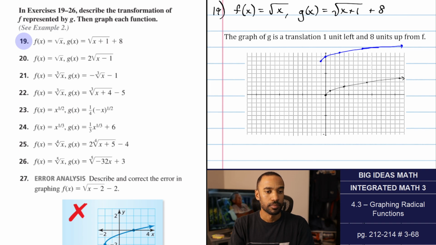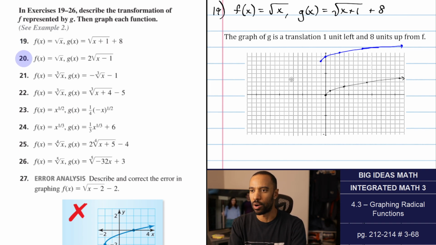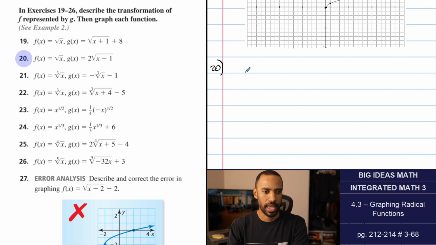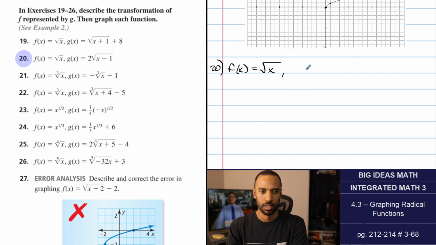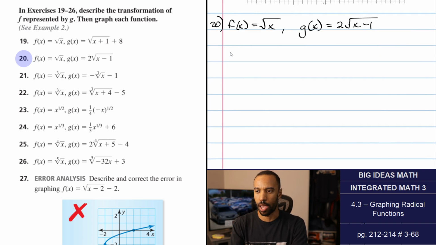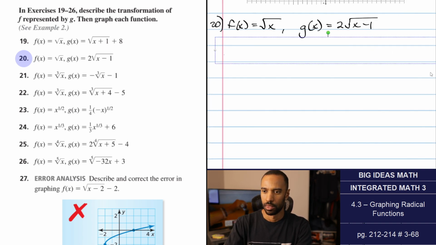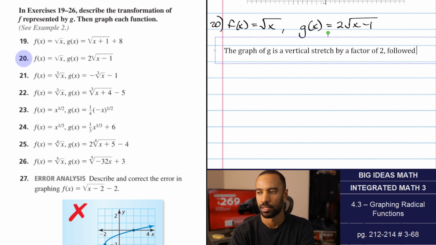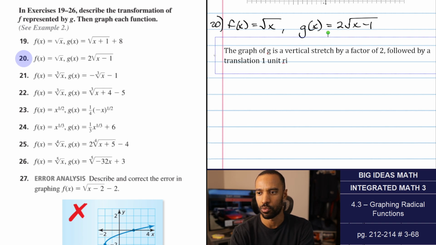Okay, number 20. Same parent function, square root. So let's go ahead and take that same one. F of x is the square root of x. And g of x is 2 times the square root of x minus 1. Okay. Let's first describe it. The graph of G is a vertical stretch by a factor of 2, followed by a translation 1 unit right of F.